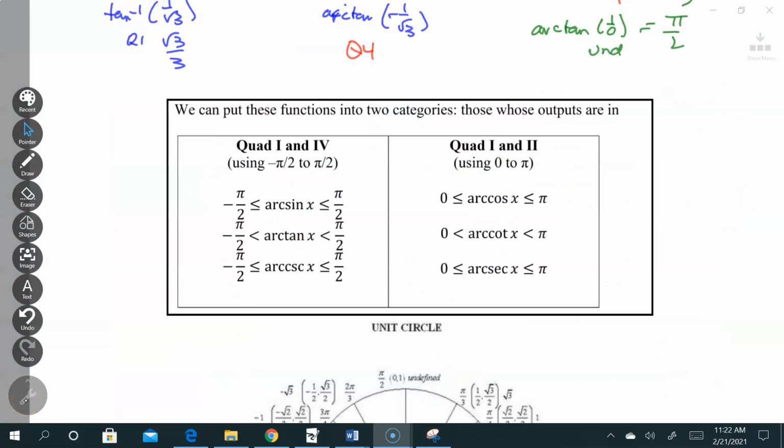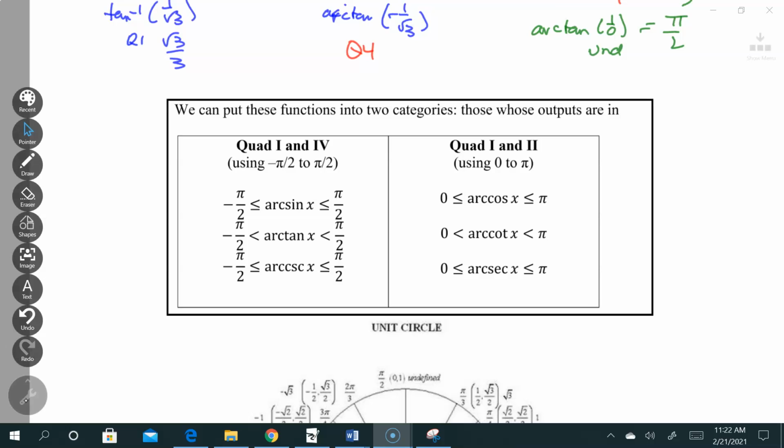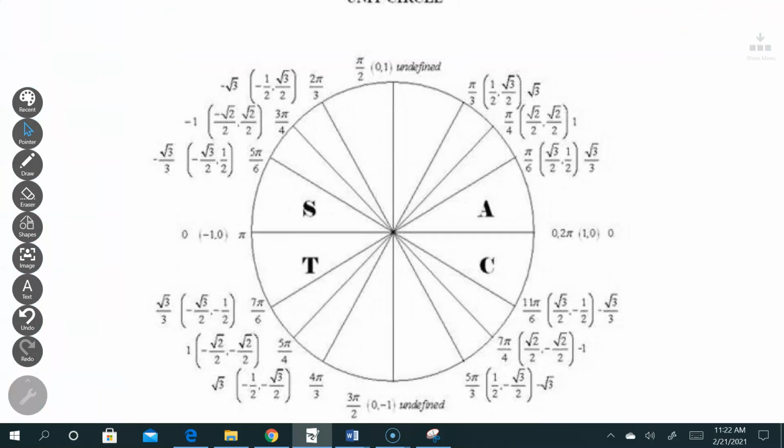So here's my summary of quadrant 1 and quadrant 4 on how I'm going to use inverse sine, inverse tangent, inverse cosecant. In quadrant 1 and quadrant 2, I use inverse cosine, inverse secant, and inverse cotangent. We went through some examples. And then we have this big giant unit circle that we use for homework. And let's talk about this. It has the x and the y values, the sines and the cosines. It has the tangents and this and that. And it has all 4 quadrants.